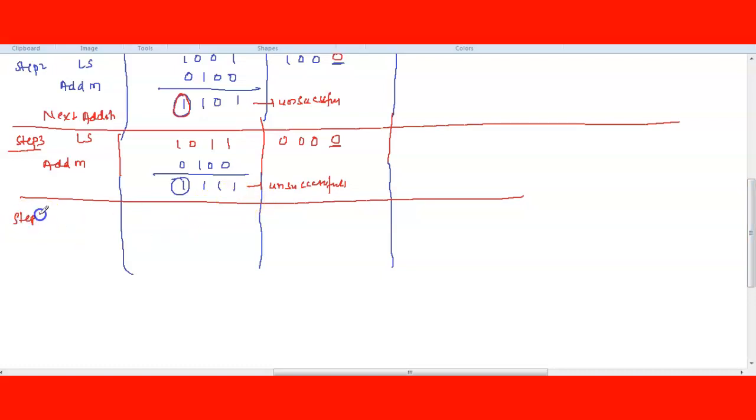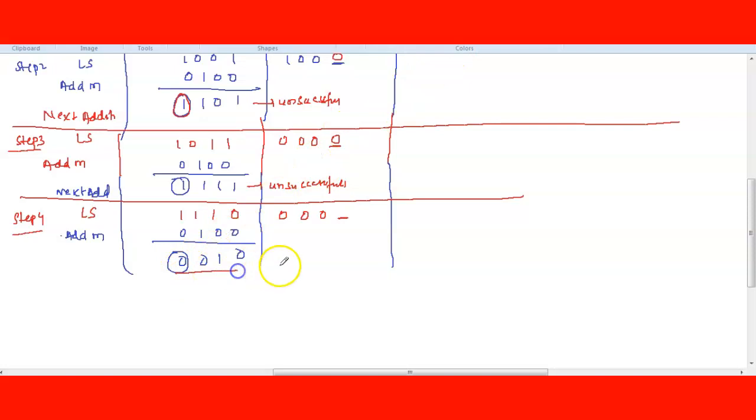Now step 4. Again left shift. So we'll get 1 1 1 0, and this will be 0 0 0, and this bit is empty. Again, since we had unsuccessful, we have to add next. So here addition, add m, 0 1 0 0. So we'll get 0 1 1 1 0, carry 1 1 1 0, and carry ignored. Since this is a positive number, 0 is in the MSB. So this number is positive. The quotient bit will be 1.